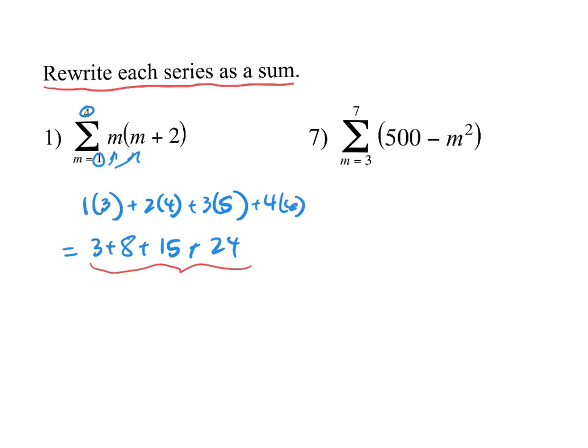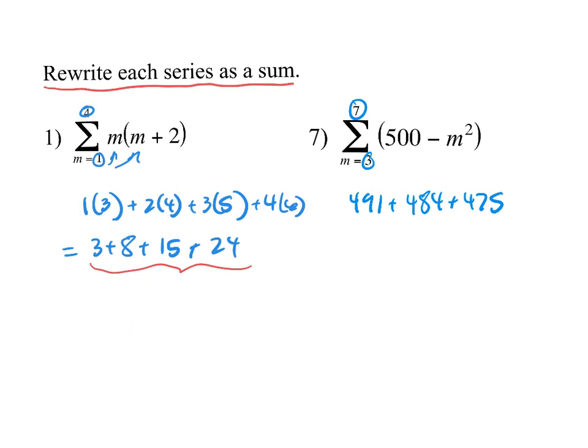Similarly, with number 7 here, we do the same thing. We're going to start at 3 this time, so just be careful. Notice where you're starting. And the formula this time is going to be 500 minus m squared. So 500 minus 9, that's 491. And then 500 minus 16 is 484. And 500 minus 25 is 475.